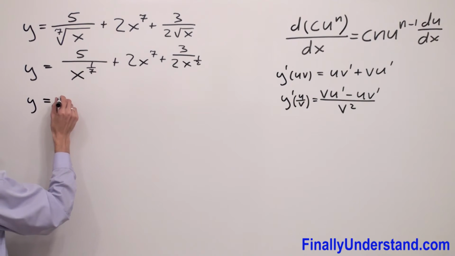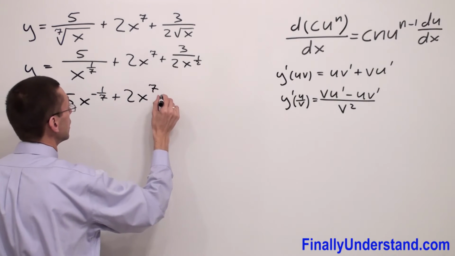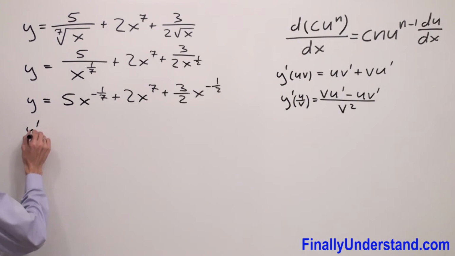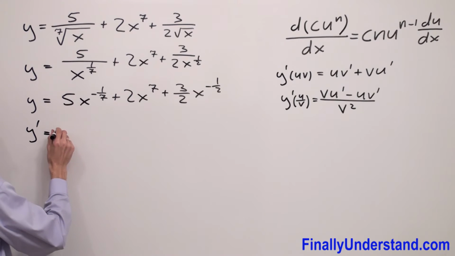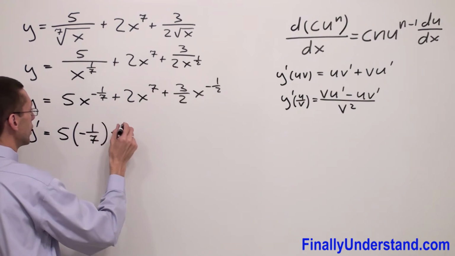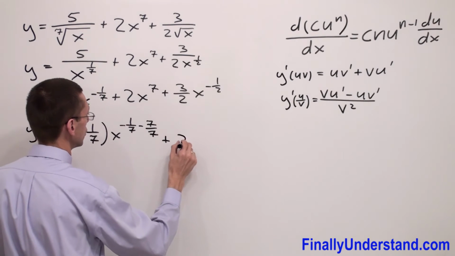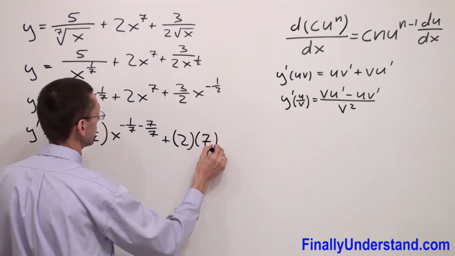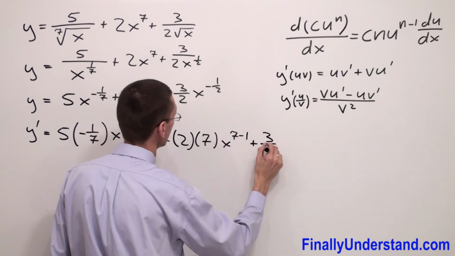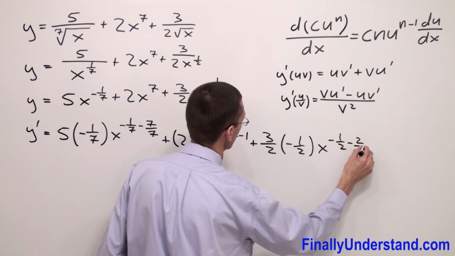So if y is equal to 5x to the power negative 1/7 plus 2x to the 7 plus 3 over 2x to the power negative 1/2. The derivative of my function is constant 5 times the exponent negative 1/7, x, subtract 1 from the exponent, negative 1/7 minus 7 over 7, plus constant 2 times the exponent 7, x to the 7 minus 1, plus constant 3 over 2 times the exponent negative 1/2, x to the negative 1/2 minus 2 over 2.